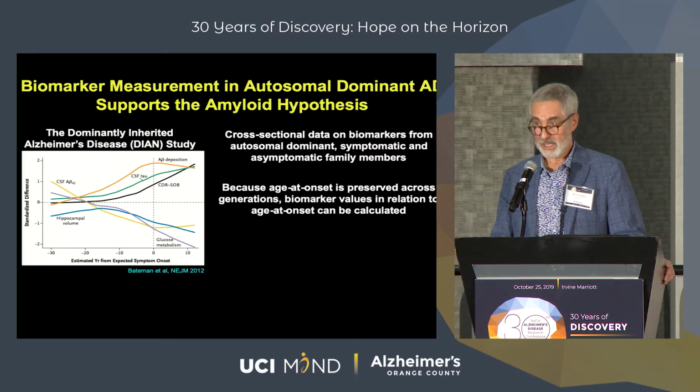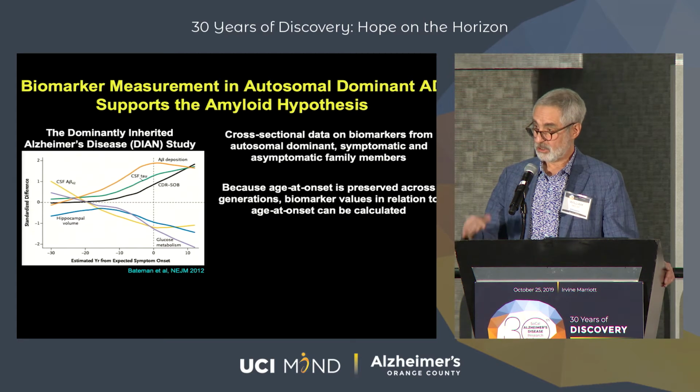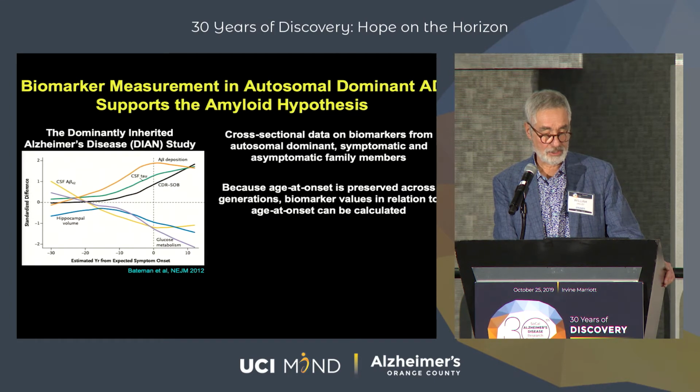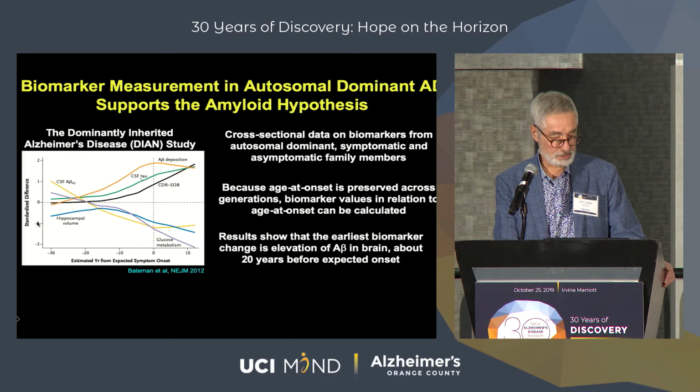So if you have a PET scan for amyloid at the age of 40, we can say you're 10 years before the age of onset if you have the gene mutation, right? So what they did is they calculated the changes in all of these biomarkers in relationship to the age of onset. And that's what this line here at 0 means: that's the estimated age of onset for all these people in the study. And what these results actually show is that the first thing that changes is the amyloid starts to go up in the PET scan.